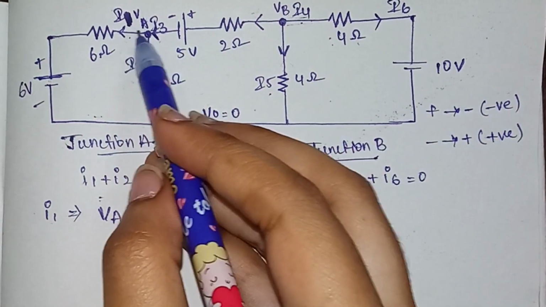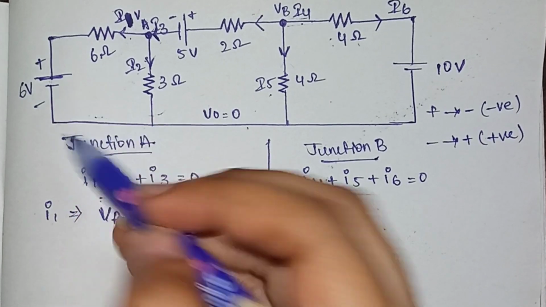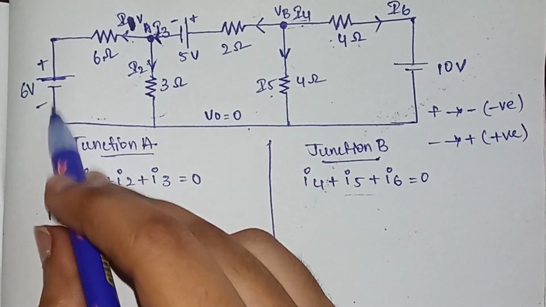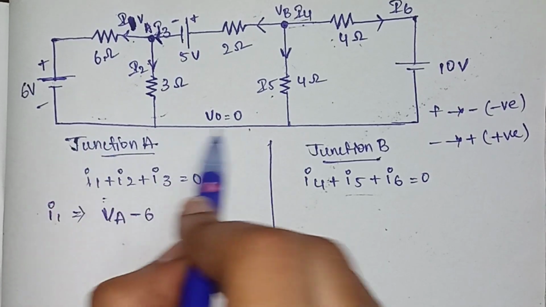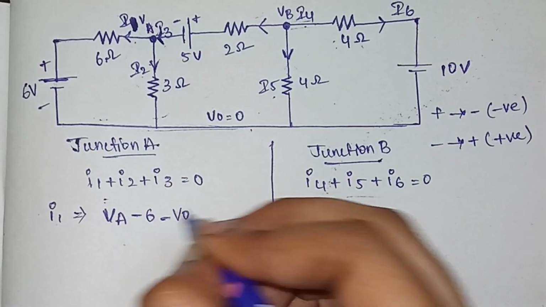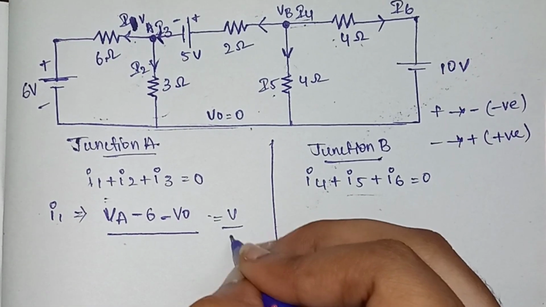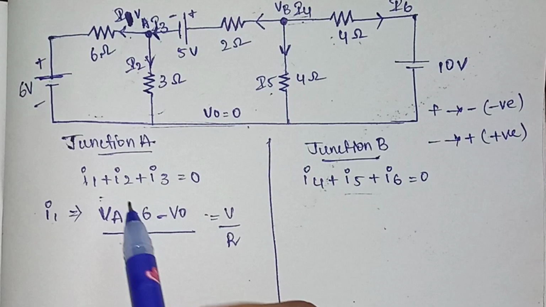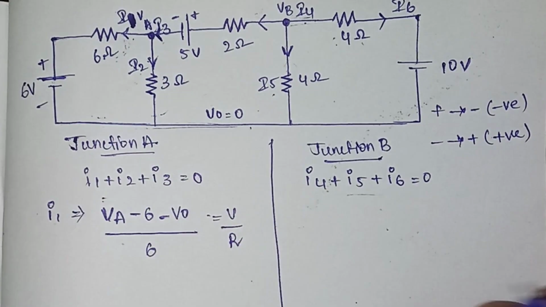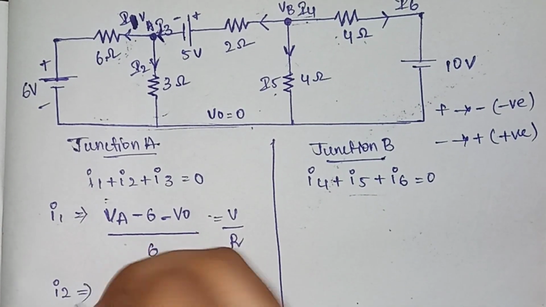So in this case, from VA, the current is flowing from positive to negative. So we take it as -6, and then it is going in this direction. Since it is a lower potential, we will take it as minus V0. This is our voltage. We are representing it in the form of V by R. So now what is our R? Our R is 6. So this will be our I1.